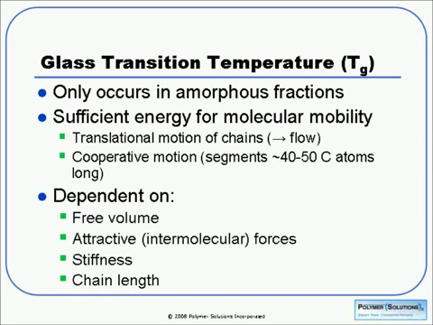So, focusing a little bit on the amorphous areas, the most prevalent transition we talk about there is the glass transition, or TG. And that's something that occurs only in the amorphous areas. It happens when you put in enough energy such that you impart mobility to the chains. Now, this can be translational motion, basically flow of the polymers, or it can mean that you have segmental motion of maybe 40 to 50 carbon atoms along the backbone, and they're able to move around a little bit.